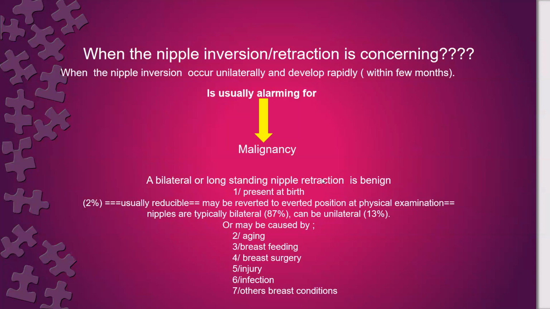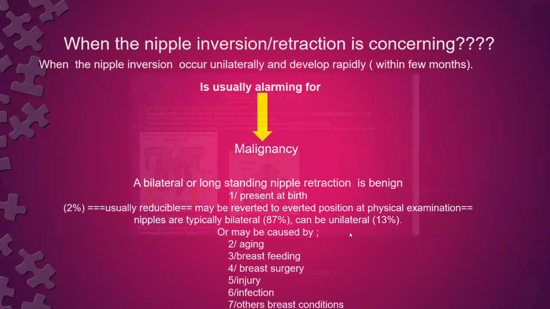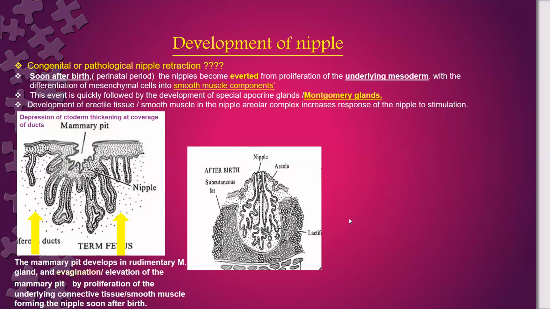It can be congenital, since birth, and in 2% it can be reducible, meaning you can get it out and in. Mostly congenital retraction is bilateral, but in 13% it can be unilateral. Otherwise, it can be related to aging, breastfeeding, surgery, infection, injury, whatever. So what is the cause of that retraction?